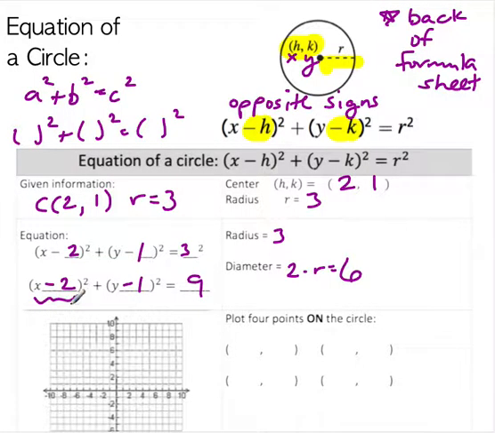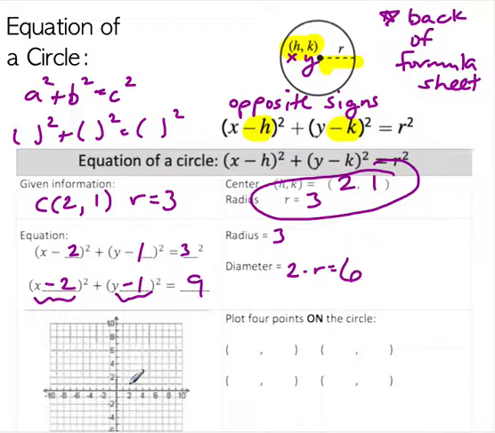Notice here that it looks like the x-coordinate is negative 2, but it's really positive 2. And it looks as though the y-coordinate is negative 1, but it's actually positive 1. It's the opposite of how it appears. Okay. Once we've got that information, we can actually draw the circle. And in order to draw the circle, we use the center and the radius, not the equation.